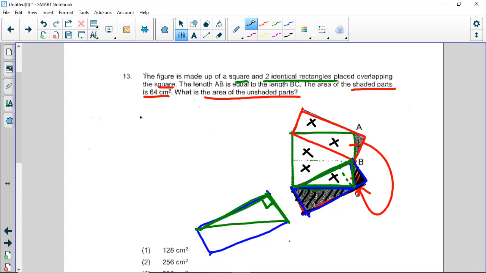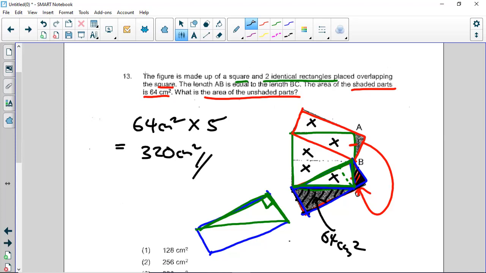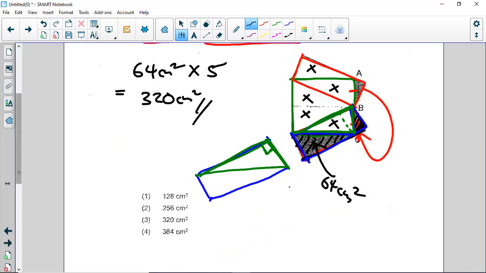Every one of them is 64 centimeters square, right? Why? Because the shaded part is also one of them, right? So every one of the unshaded triangles is also 64 cm square. You just have to times 5 because there are 5 unshaded triangles and the answer is 320 centimeters square. So answer number 3.